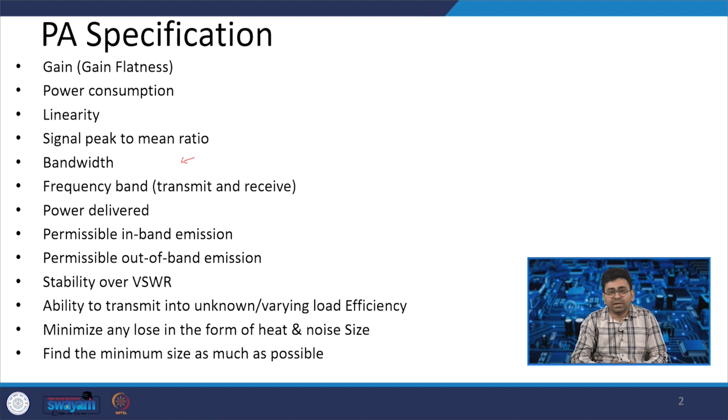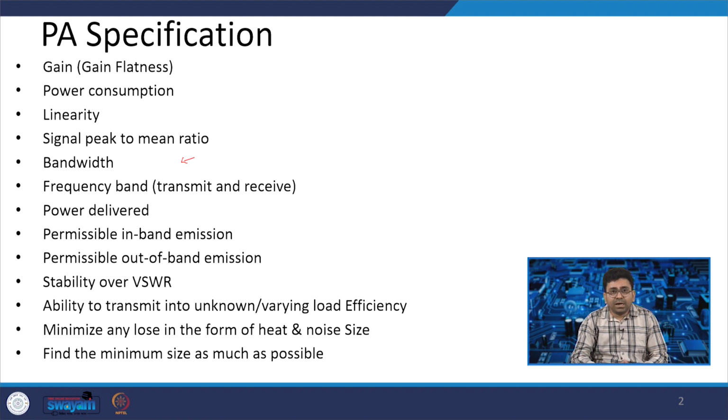Frequency band for transmit and receive: there are different frequency bands that we are using, because the high power signal will feed through to the receiver. So, the frequency band is also important, what band we are working in. Then how much power is delivered to the antenna is also important for the power amplifier.